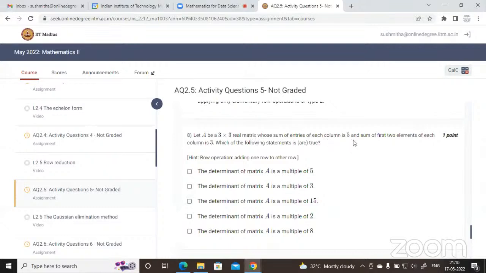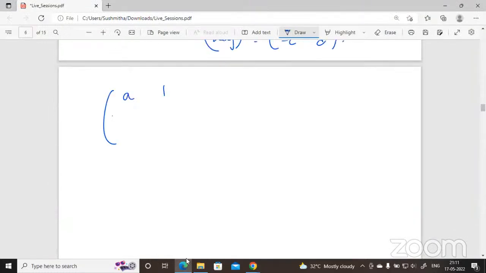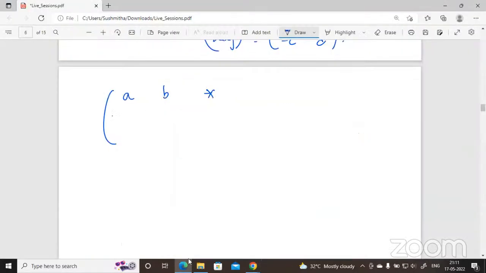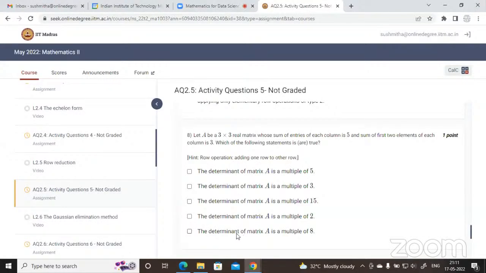The sum of the entries of each column is 5 and the sum of the first 2 elements of each column is 3. Find it. Now, why don't you tell me how the matrix is going to look? It's a 3 cross 3 matrix. Suppose there are A, B given. What do you know about this entry? The sum of each column is 5. Sum of column or row? Column. The sum of the first two elements of each column is 3.